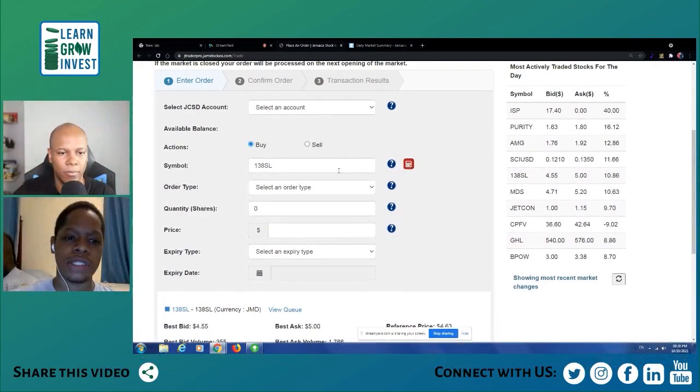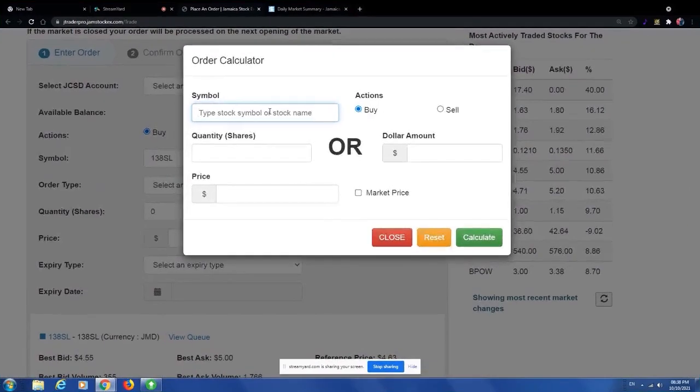So you just select buy, and right here, the JSE includes the calculator. For example, put 138SL. We can either put the quantity or the dollar amount. The dollar amount is good if you have a particular fixed amount of cash. Let's just say we have $10,000 worth of cash, and you put $5 as the price you want to use, or in this case, the market price. And it automatically balances at $5.